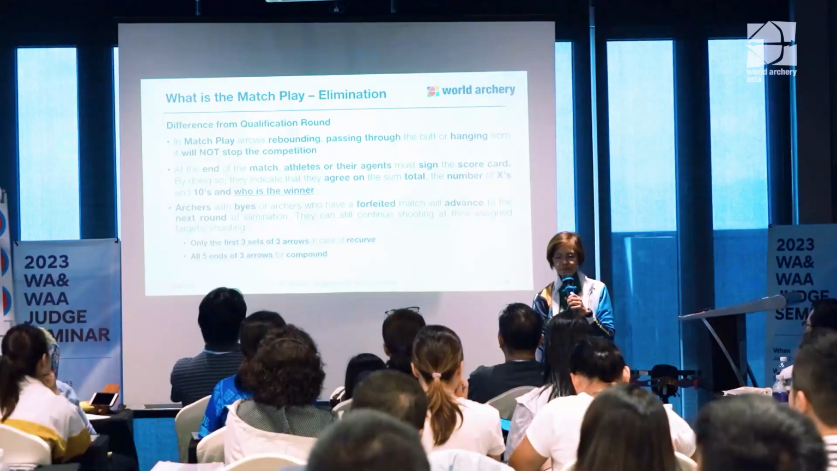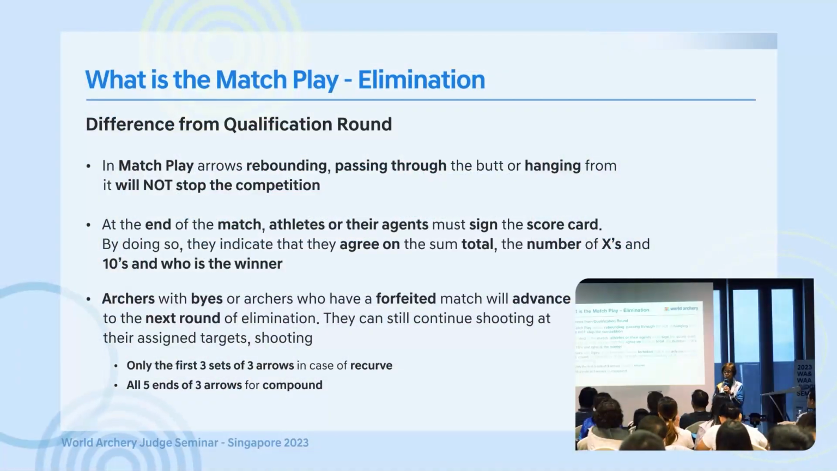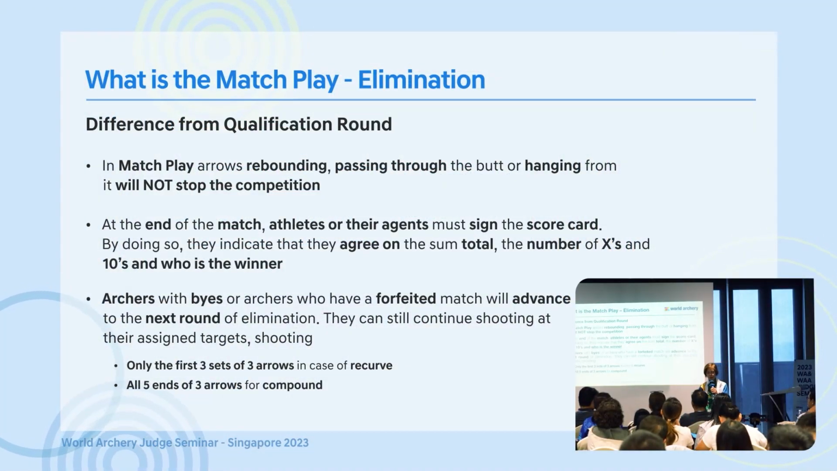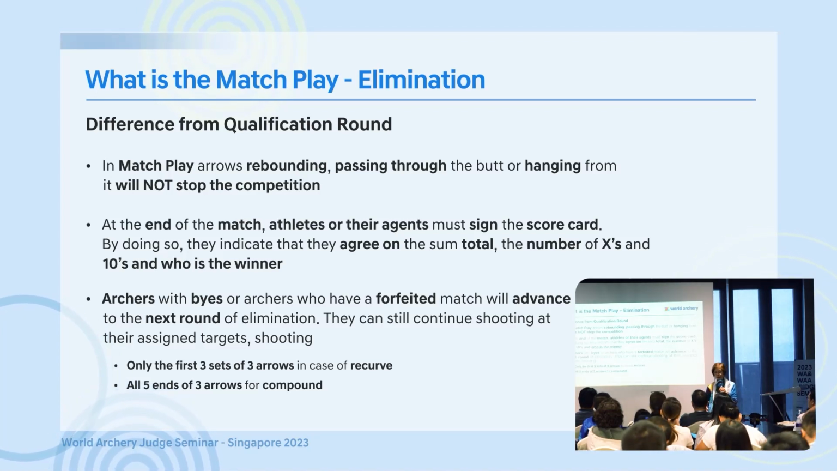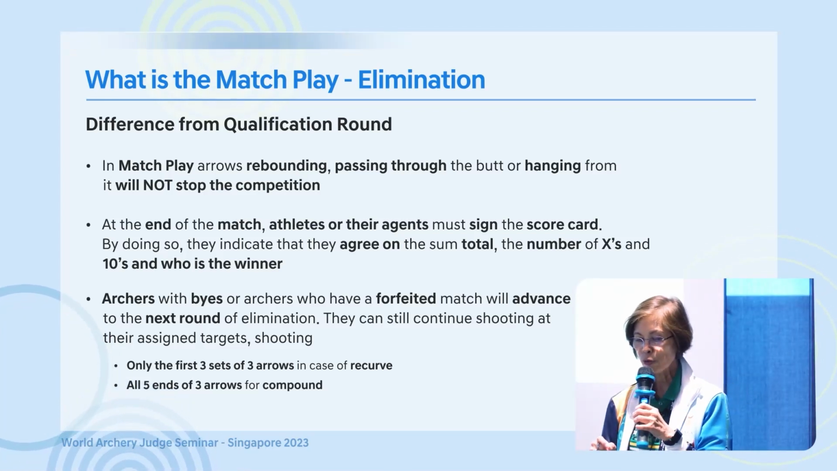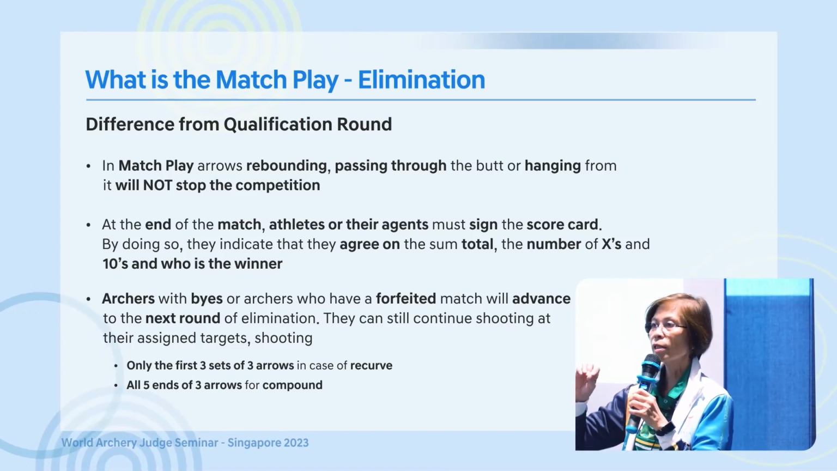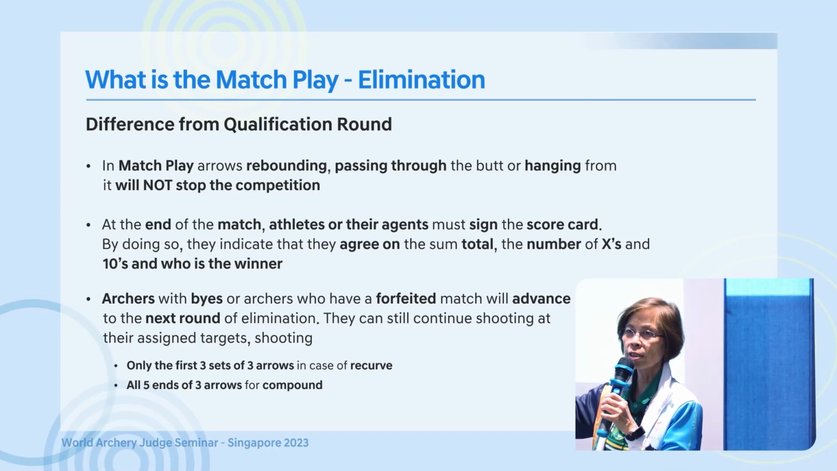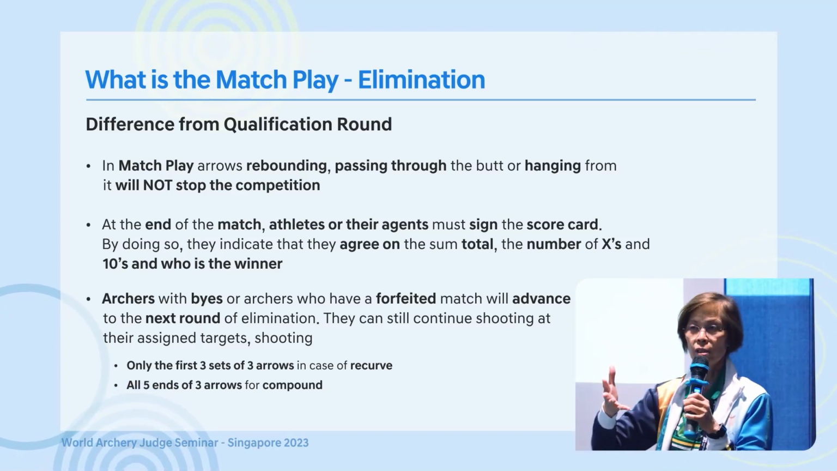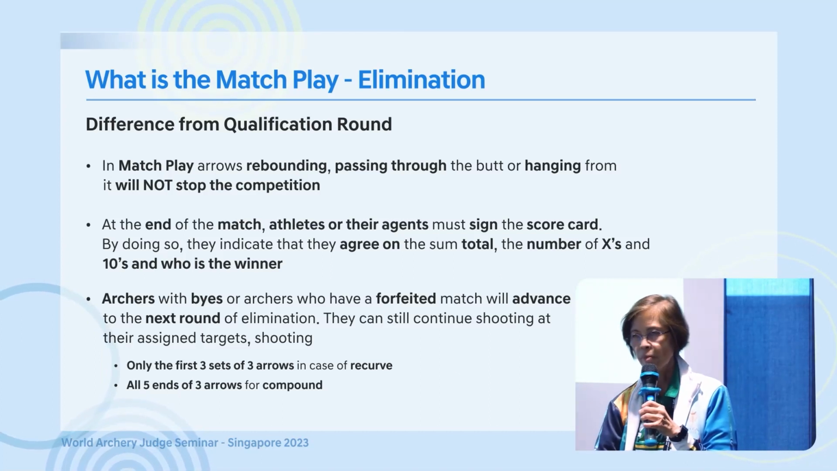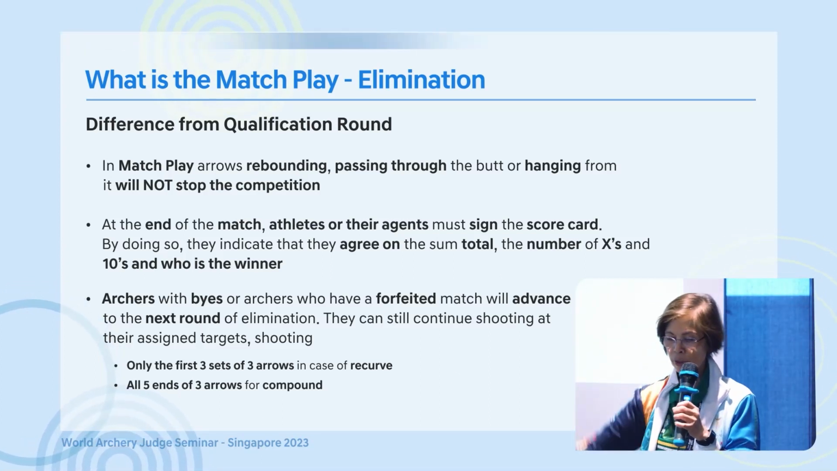Okay? And then also archers with byes or those who had forfeited matches will advance to the next round of elimination. And they can still continue at their assigned targets, provided that the organizers have space. Because sometimes they don't. Okay? But in that case, they need to provide a practice area for them.